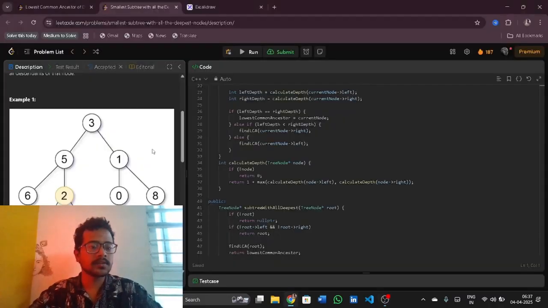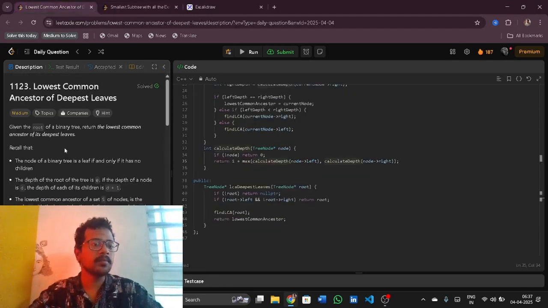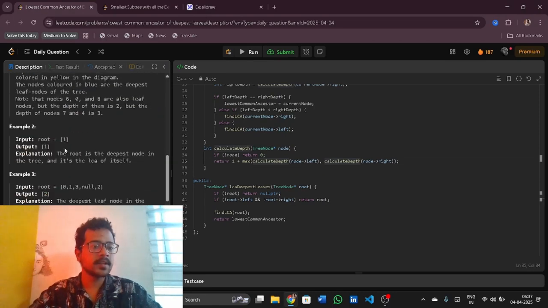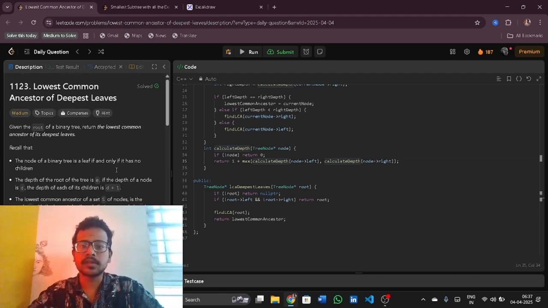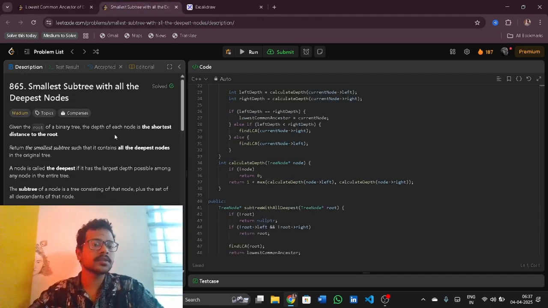Hello everyone. Let us now discuss how we can solve this problem: lowest common ancestor of deepest leaves. As I mentioned here, this is similar to this question, smallest subtree with all the deepest nodes. So if we can solve either of these questions, we can solve both of them.